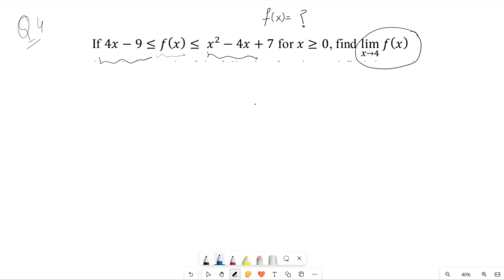So I'm going to try to find the limit of this left-hand side function as x approaches 4. That is a simple polynomial linear function. So I'm going to simply plug in 4. 16 minus 9 is 7.